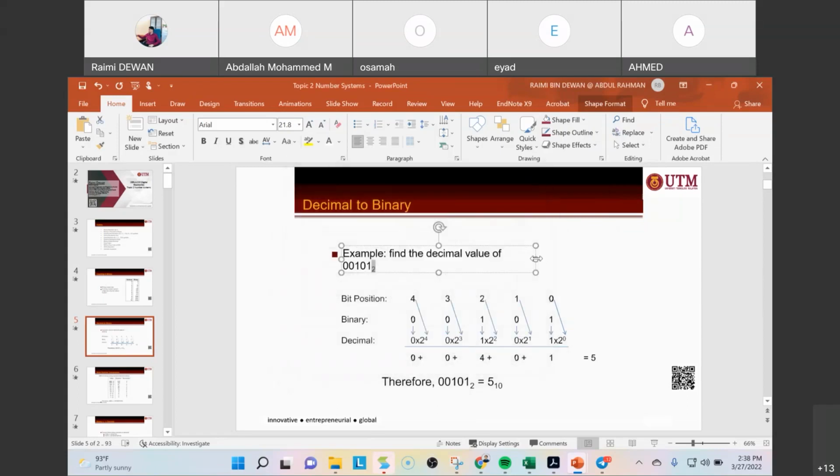So that's why I prefer to give the slide after. So find the decimal value of 00101 base 2. If any question gives you numbers without any base, normally it is base 10. Do you guys understand my point? If it doesn't give you any base, my voice is not clear. I think it's already clear, right? I cannot do anything because this is the internet, that's why I record.